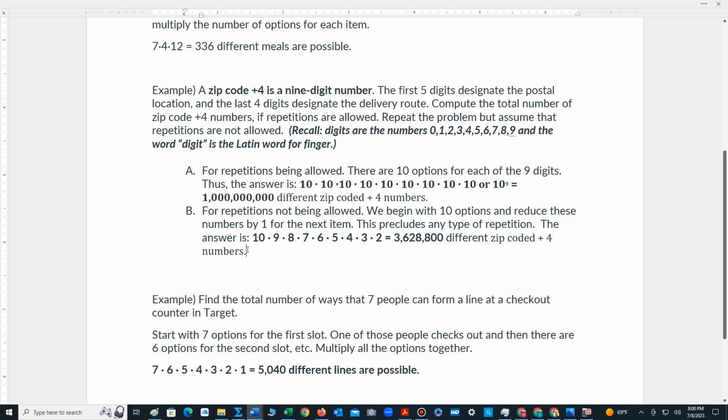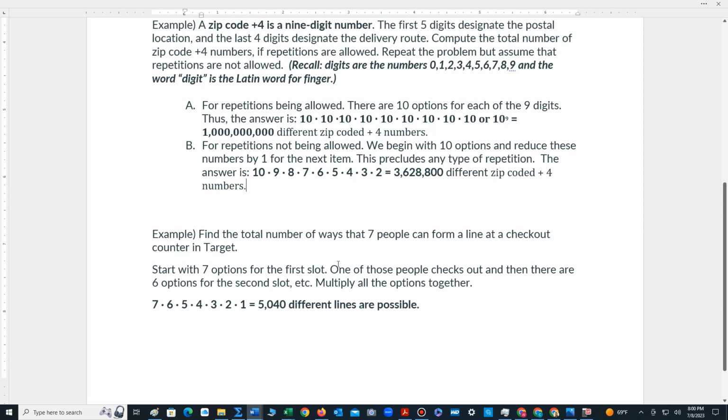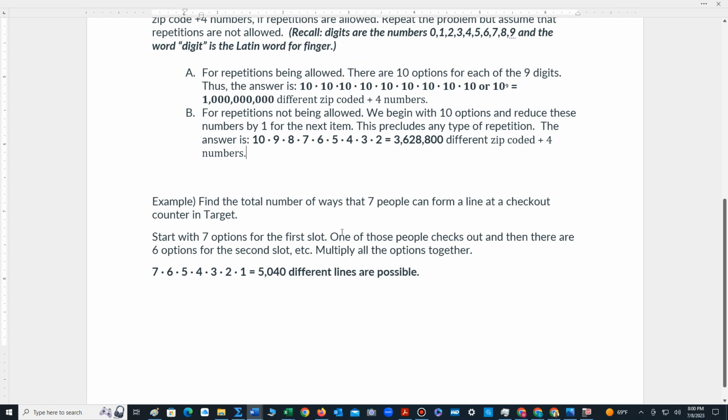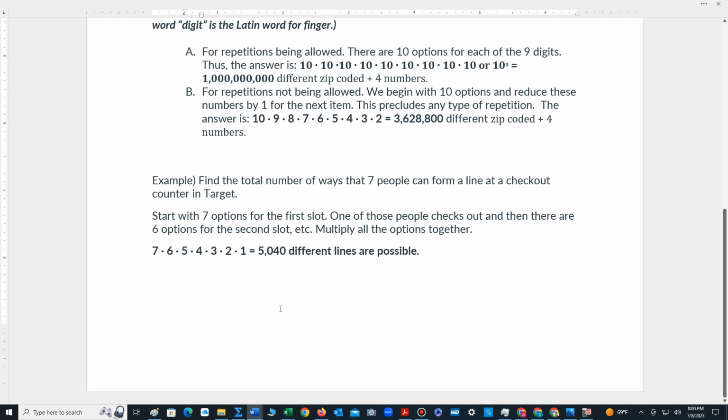Let's look at the third example. The third example is asking us to find the total number of ways that 7 people can form a line at a checkout counter in Target. So remember, we have 7 options. There's 7 different people. Now to work this out, we look at the first position. We have 7 options for this first position. One of those 7 people will be assigned to that position.